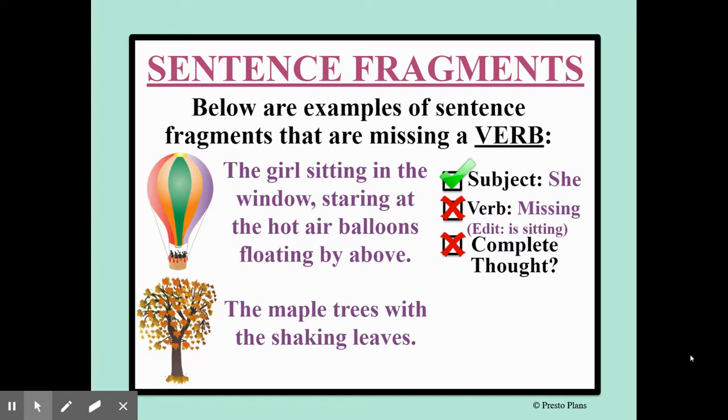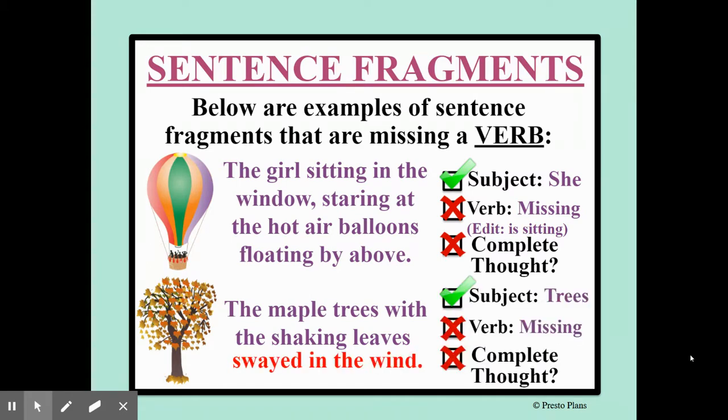The maple trees with the shaking leaves. Well, what about them? This is a fragment. The reader is confused. You should revise and add a verb. It's missing a verb. Perhaps you say something like the maple trees with the shaking leaves swayed in the wind.